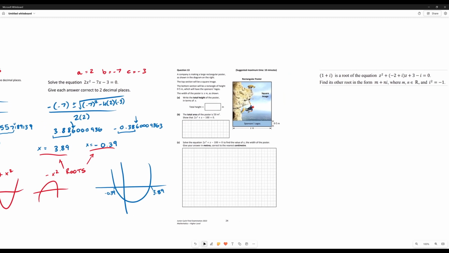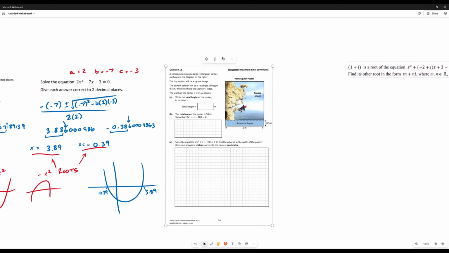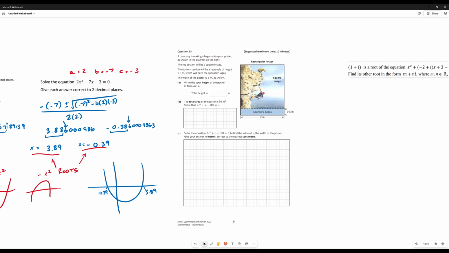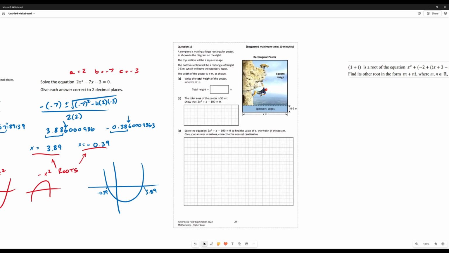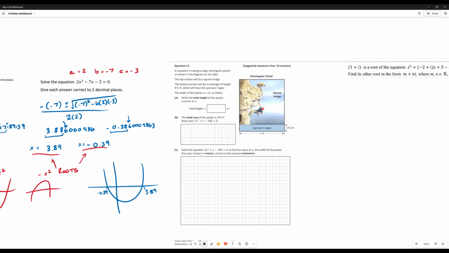Now you'll notice here is the newer, new age kind of junior cycle thing they're trying to do, trying to make it all like real life and quirky. And look, there's a color photo because you guys live in the new generation, right? A company is making a large rectangular poster as shown in the diagram on the right. I don't need this. I hope you can't see that Windows Defender thing that's going up. I guess I'll just get rid of it. So that sentence is just like, hey guys, welcome to the question. There's a poster.